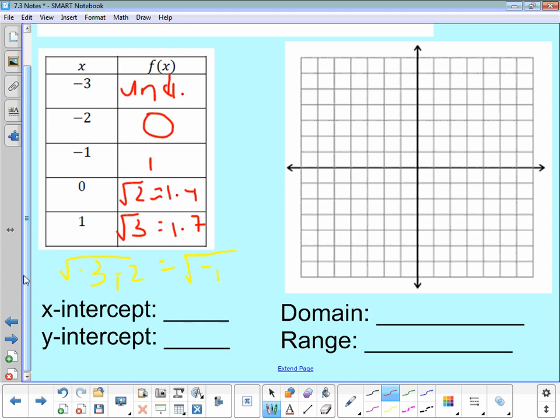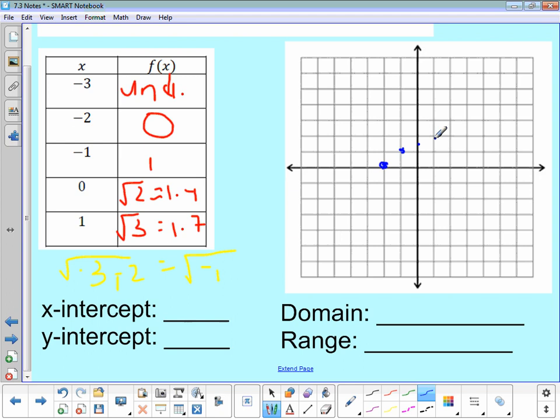When I plot those points, at -3 I don't have a point. So -2 is the first point that I have, -2 and 0, right about there. Then at -1, I'm up at +1. At 0, I'm at about 1.4, so almost halfway. And then at 1, I'm at about 1.7, so about 3/4 of the way up to the 2.